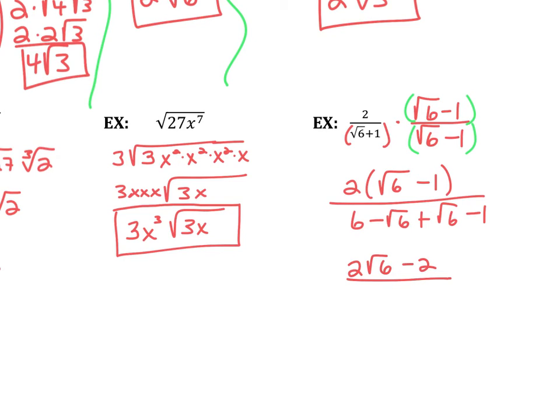And then my denominator will simplify to 5. So this will be my most simplified answer: 2 square root of 6 minus 2, all divided by 5. Okay, if you look at our next example, we have 2 divided by the square root of 5, and we want to rationalize our denominator so we do not have a radical left in our denominator.